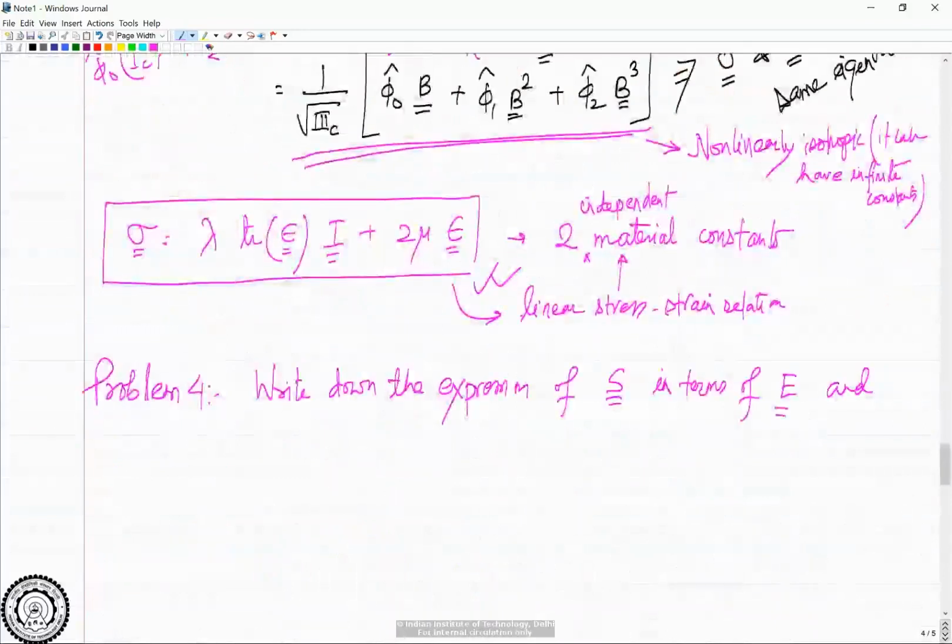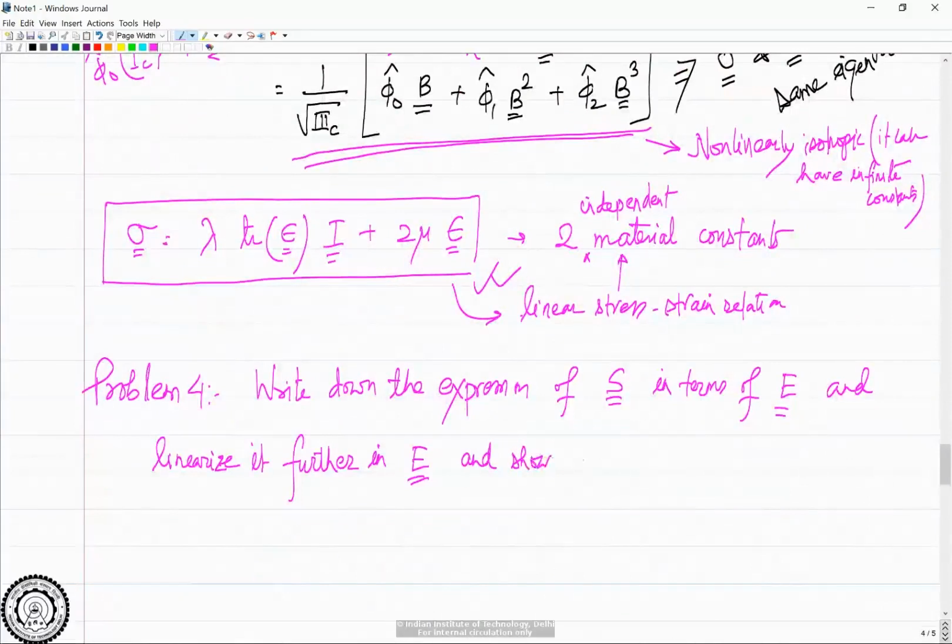And linearize it further in E and show that it will only have two independent constants. If it has to be linear in E, it will have two independent constants only. Okay, so this is your problem 4.